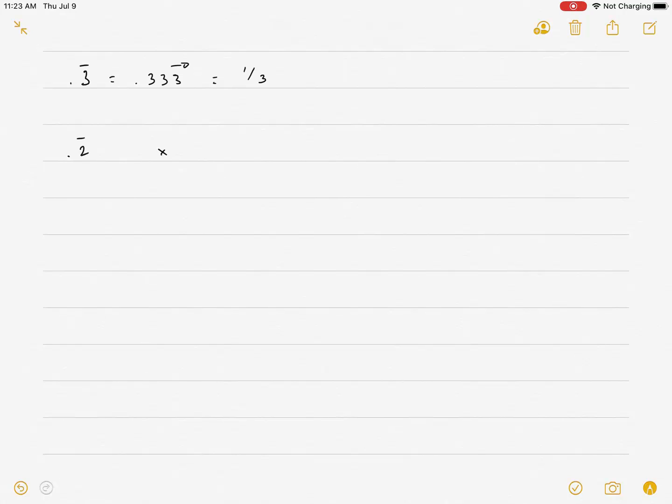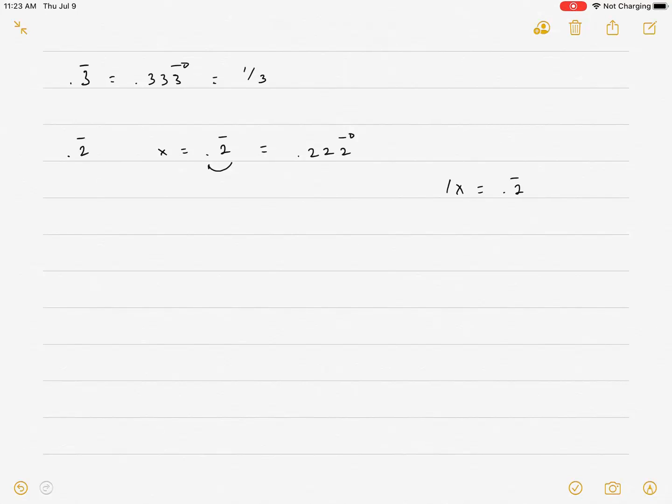First thing I want to do is call that x. Now you know that 0.2 bar means 0.222 forever. Now I want to multiply this x by two numbers. One number is going to put the decimal right in front of the repeat, where it is now in this problem, and another number that's going to put it just right after the repeat. If I want to put the decimal right in front of the repeat, I'm not going to have to do anything.